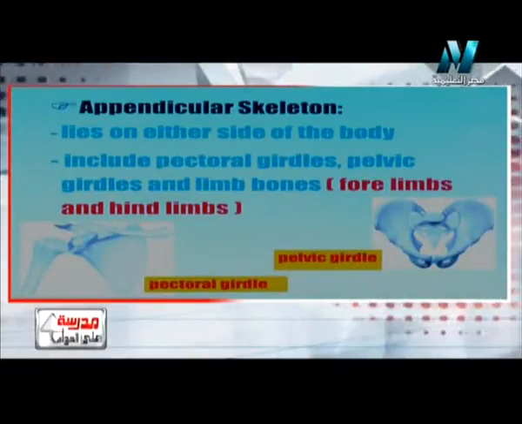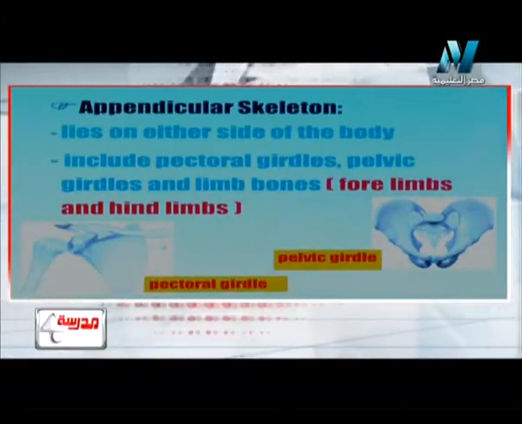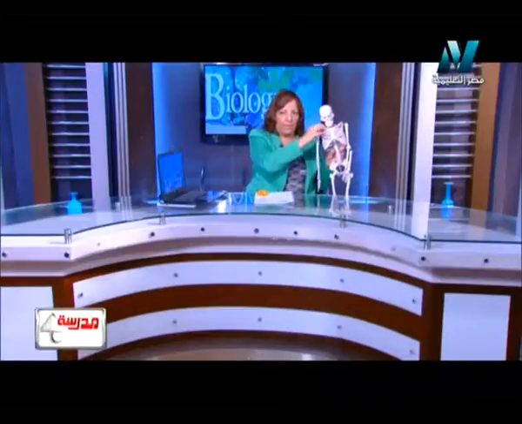This is the pectoral girdle. It is found here, in the upper part. This is the pectoral girdles, the pelvic girdles, and the forelimbs. Again, pectoral girdle, pelvic girdle, and forelimbs. Forelimbs, this is the number 4.